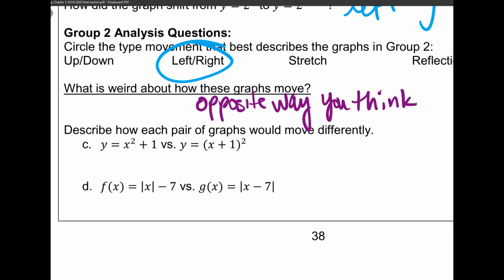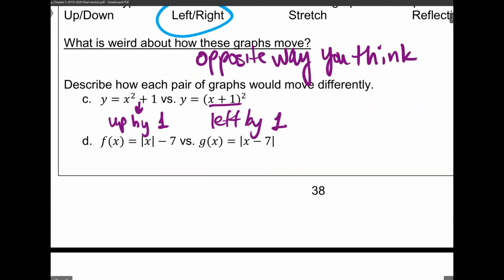All right, describe how each pair of graphs would move differently. So this one goes up by 1. This one goes left by 1. You'll see on the test there are questions about transformations. And later, think about future you in a month, 3 months. They're going to wish they paid attention right now because I'm going to refer back to it and say, look in your notes.